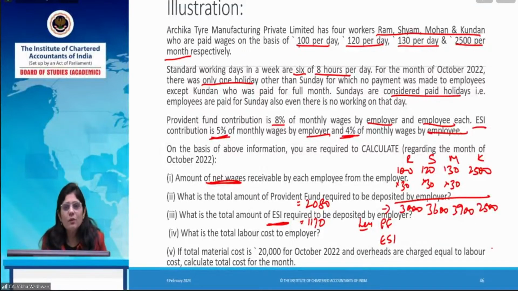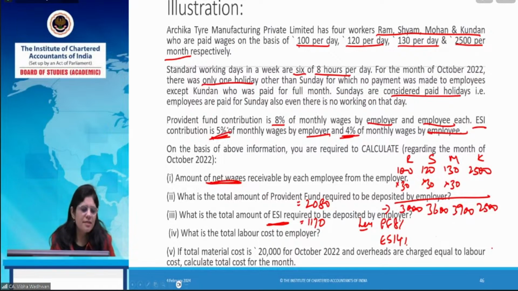Whenever we are calculating net wages, we have to deduct employee contribution. Employer contribution is added when we calculate the labor cost. So for employee contribution you have to deduct 8% for PF and 4% for ESI. You have to deduct 8% and 4%. That's why the answer is coming. Employee contribution will be deducted. Clear? So the second part we have done.